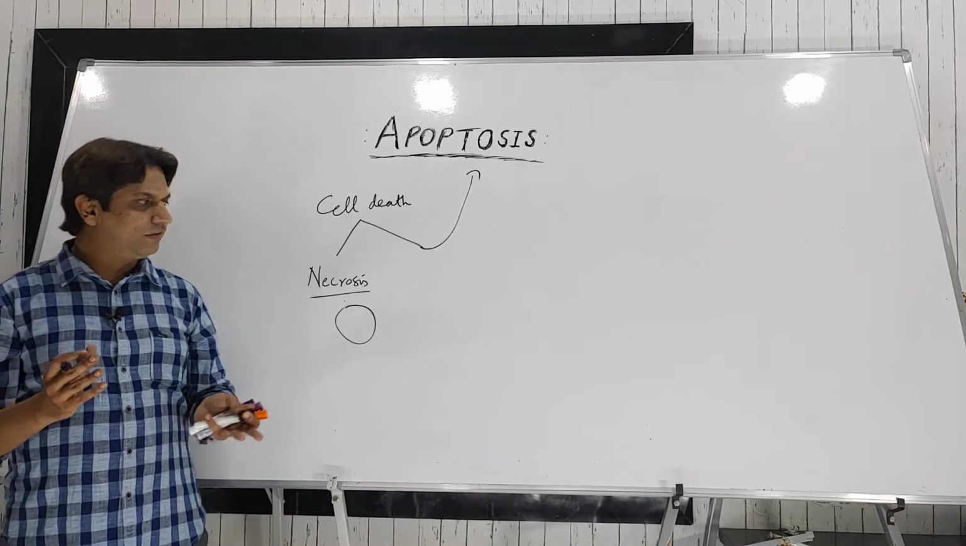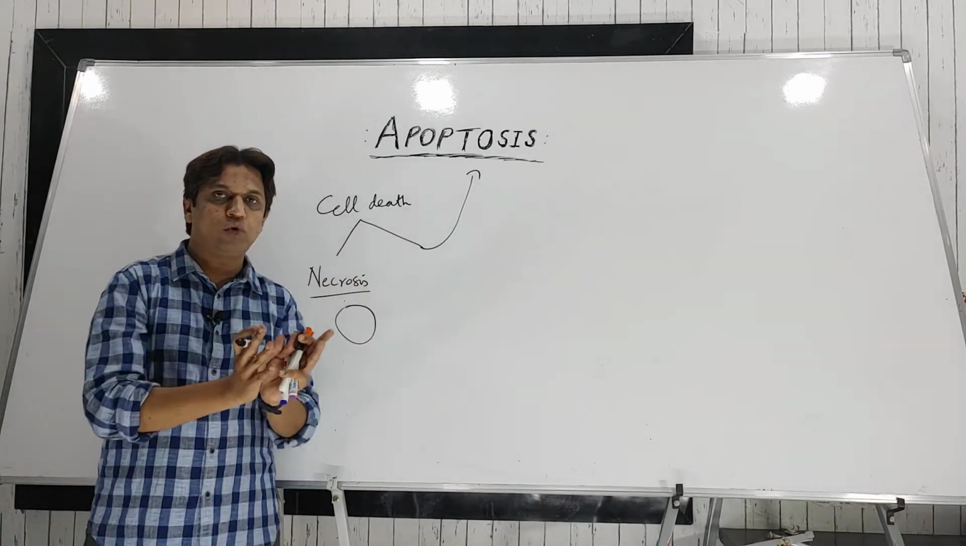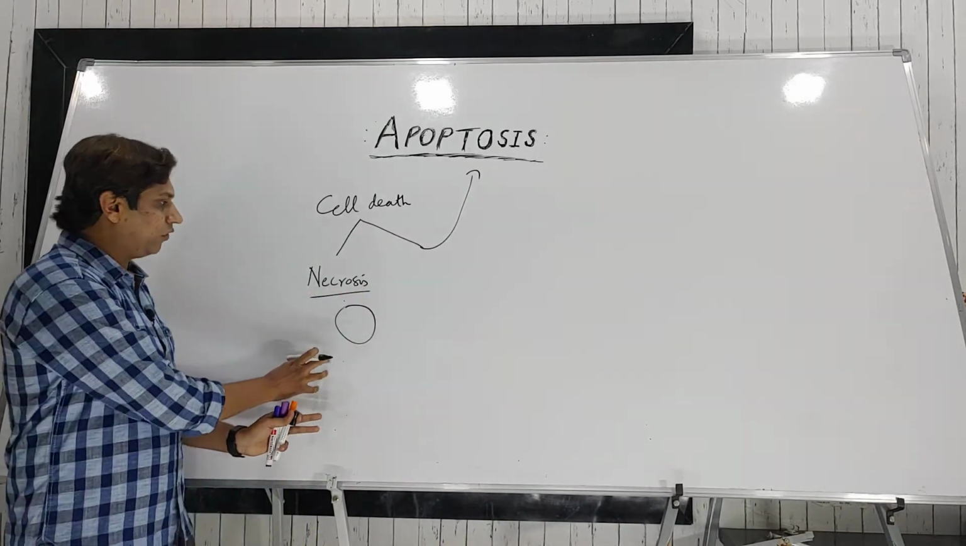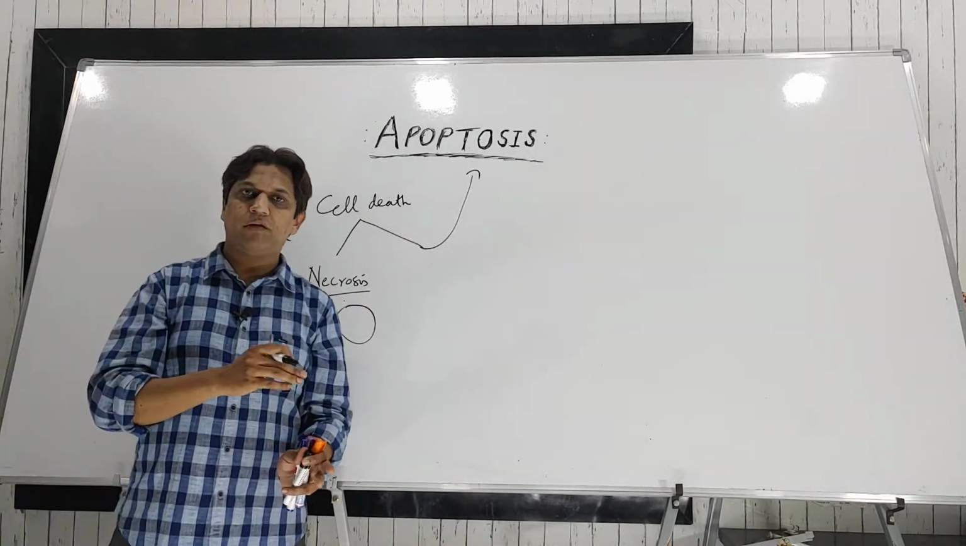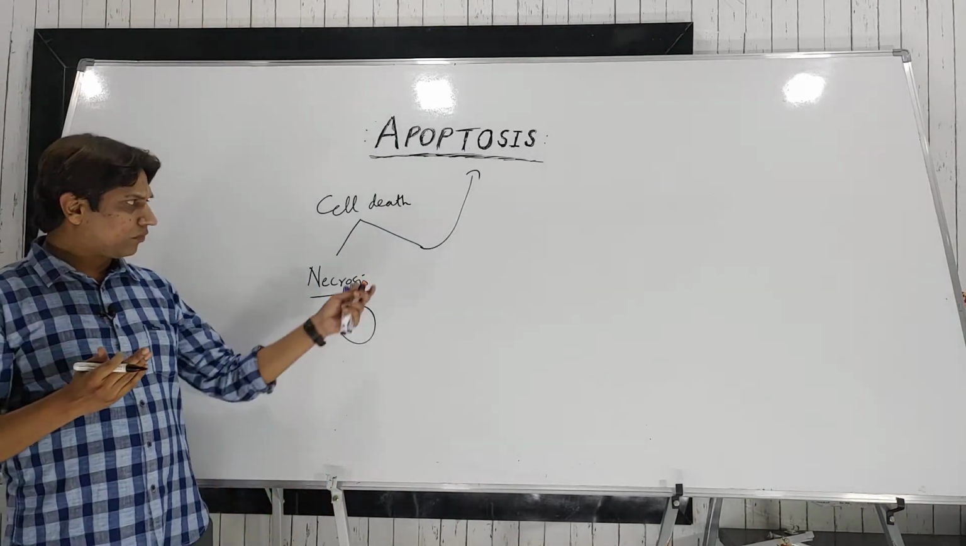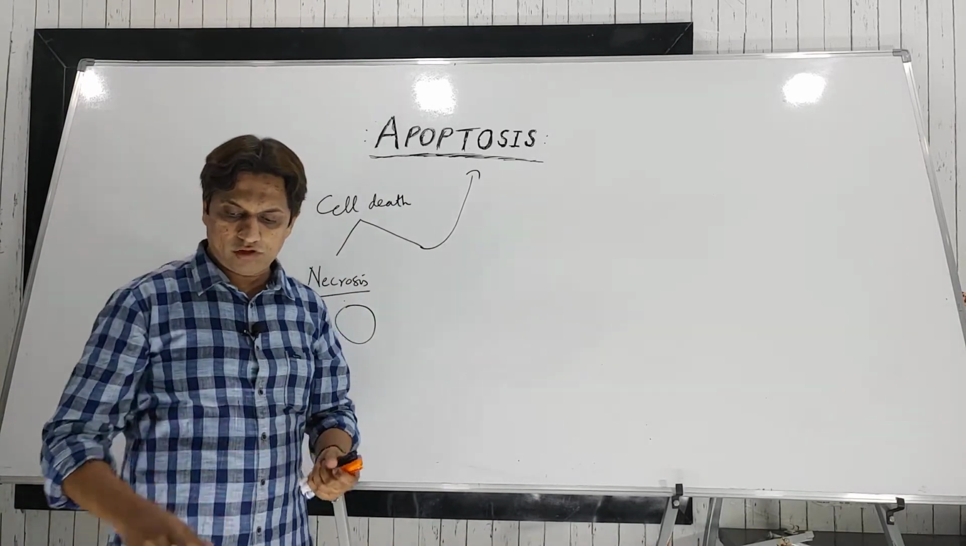So it is like a cell suicide, programmed cell death. The cell is destined to die by itself. It is a neat type of death, whereas necrosis is the murder of a cell. Necrosis occurs only in pathological conditions. I hope the difference is very clear for you.